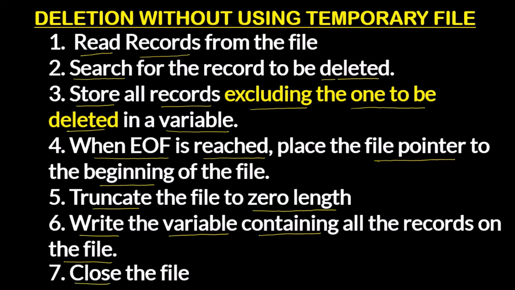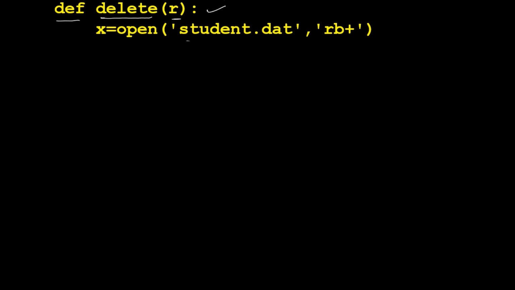So using this logic to write our function now, starting with the function header, giving any name to the function and taking one parameter for the roll number of the student whose record is to be deleted. Def delete in brackets r, and then writing statements for our function, where the first step would be to open the given file in rb+ mode for both reading and writing with any file object. Next, creating an empty list here for storing all the records of the file except the one to be deleted.